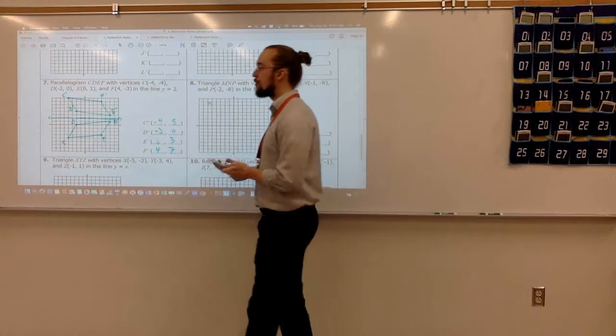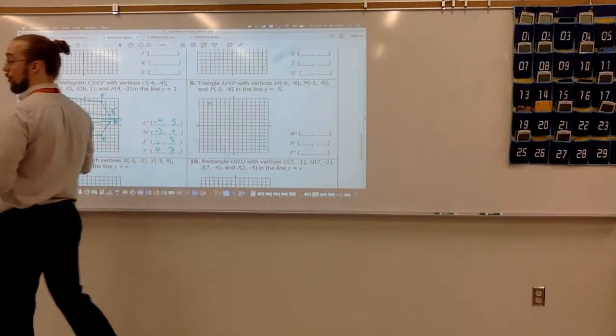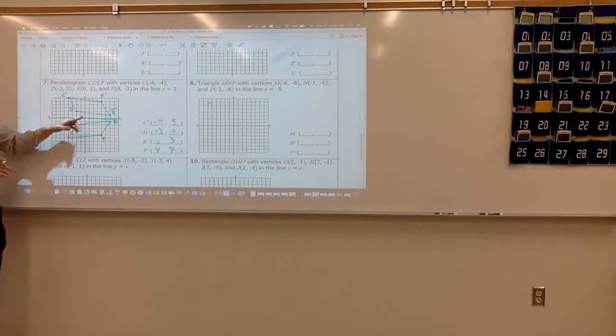Okay, so we should be able to visualize that, if we folded our paper in half, these two figures would end up on top of each other if I'm folding across that line of reflection. Okay, so go ahead and try number 8 here.